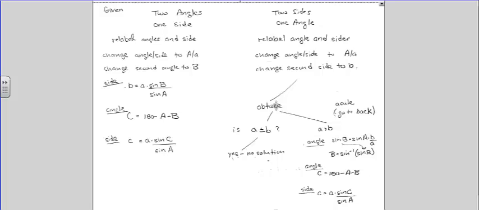If you have two sides and the angle between them, you can use the law of cosines. But this is for the law of sines. So what I'm going to do is show you how to work this, and I'll give you an example of each scenario that we're going to look at.